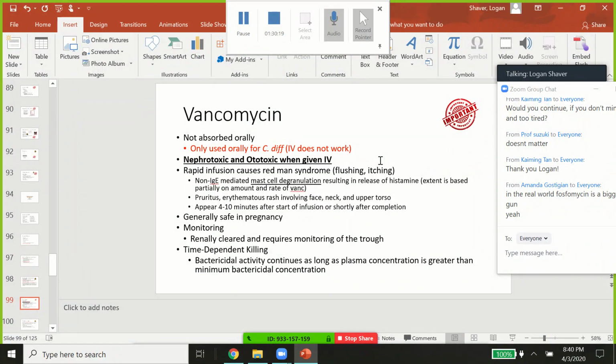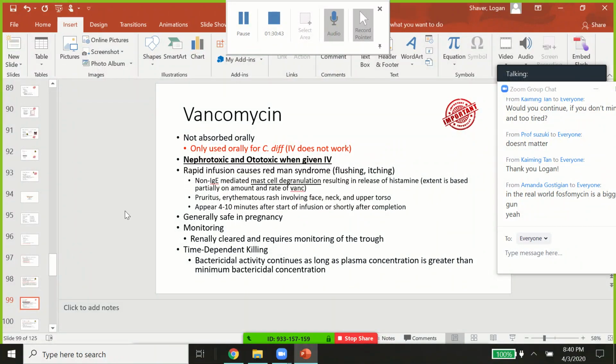So nephrotoxicity. That basically means kidney toxicity, right? Nephrons. And then ototoxic. That's more like ear problems, so deafness or hearing loss of some sort. And then red man syndrome, I typically just think of like an allergic reaction that makes you super red. That's what I think of. And of course, flushing and itching, itching of course associated with that.